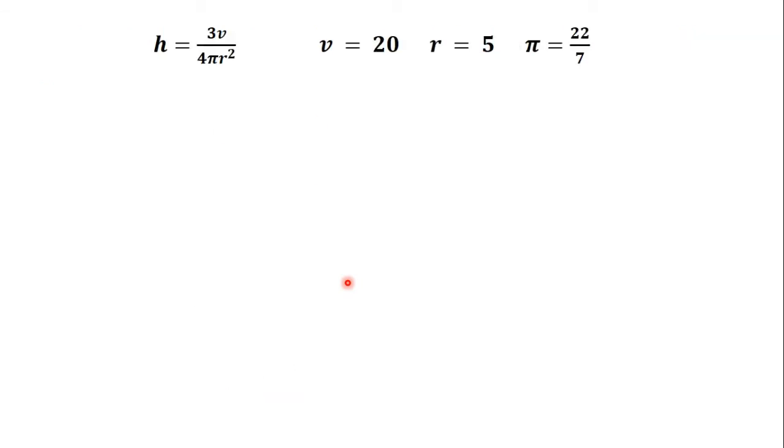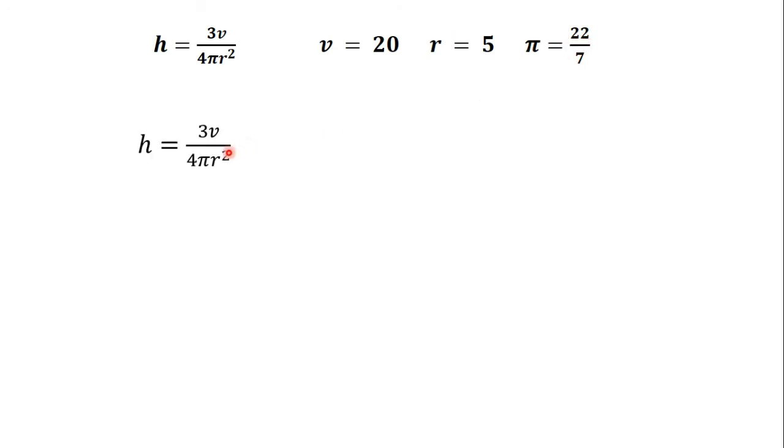Now, the second part of our question says that we should find h when v is equal to 20, r is equal to 5, and pi is equal to 22 over 7. All we need to do is now substitute these new values into the formula. So where we see v, you replace it with 20. Where we see r, you replace it with 5. And where we see pi, you replace it with 22 over 7.